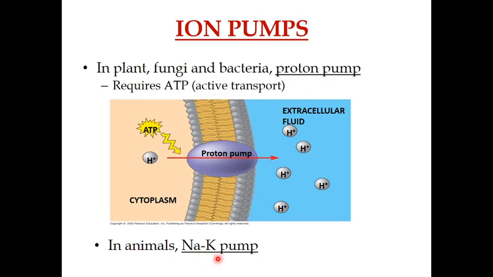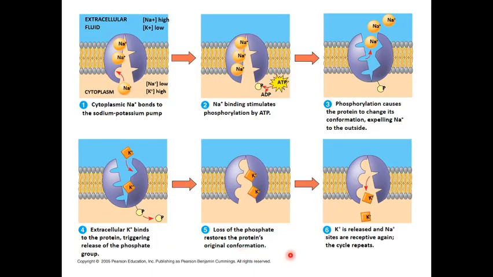And in animals, we have the sodium potassium pump. So let us see what this sodium potassium pump is all about. This is a diagrammatic representation, so go through this portion of the video many times so that you can understand all these steps. I will briefly explain what this entire process is all about. It is a process of sodium and K plus ions moving inside and outside the cell.